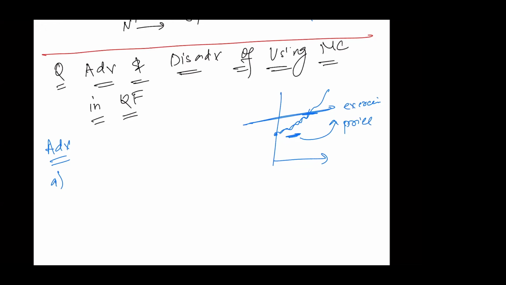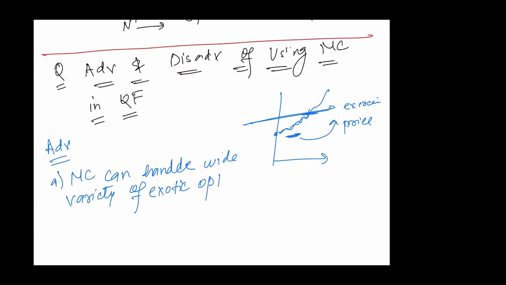So basically, Monte Carlo can handle a wide variety of exotic options where a closed form solution is not defined.